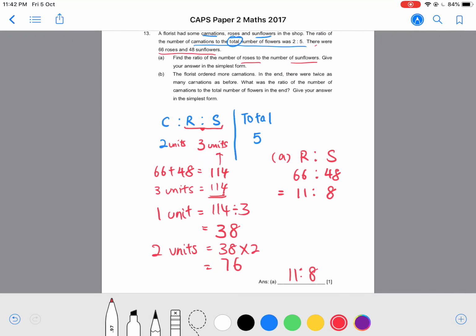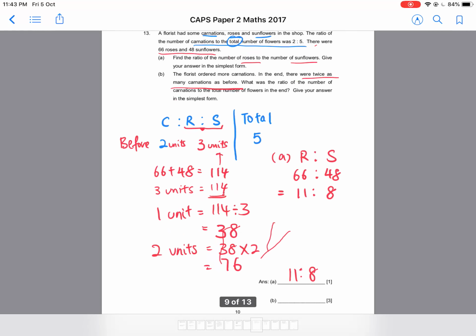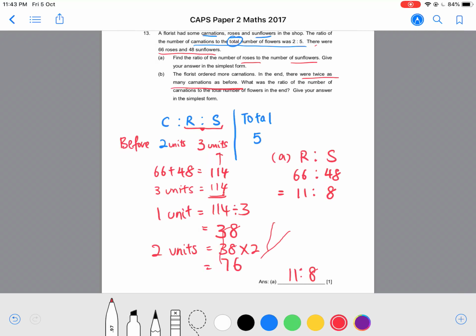Alright, so right now, all this were before the carnation was bought. Extra carnations were bought. So since they said there were now twice as many carnations, that means the person bought 76 more, right? To make it double. So what's going to happen is that the carnations is no longer just 76, but it is now 152. Okay, one more time I'm saying the carnation is now not 76 but 152.